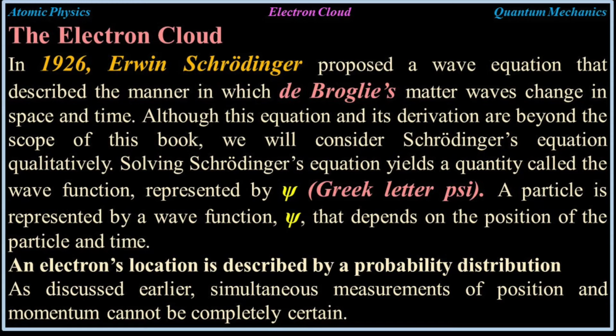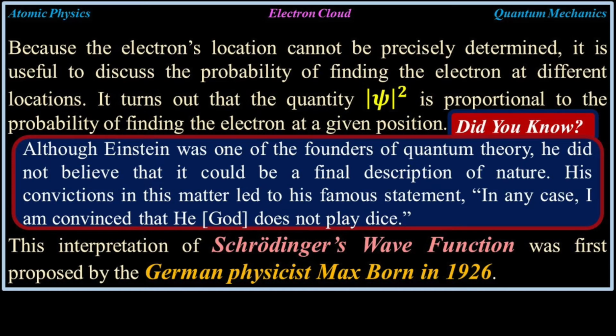As discussed earlier, simultaneous measurements of position and momentum cannot be completely certain. As we continue, because the electron's location cannot be precisely determined, it is useful to discuss the probability of finding the electron at different locations. It turns out that the quantity |ψ|², the absolute value of psi squared, is proportional to the probability of finding the electron at a given position. This interpretation of Schrödinger's wave function was first proposed by the German physicist Max Born in 1926.